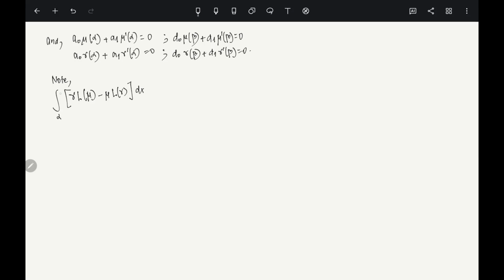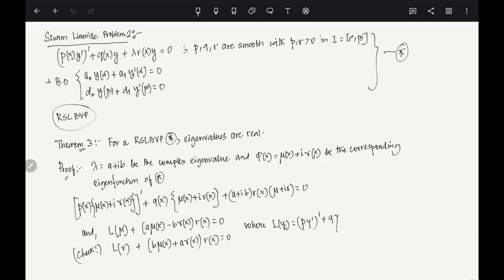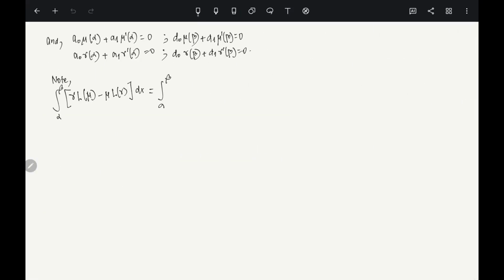computed something like this, right? This is the Lagrange identity part, exactly the same. If you write it, it will become integral from alpha to beta. You see, L of mu, you know what it is? L of mu is minus A times mu plus B times gamma times R, right? And similarly, L of gamma is also like this. So we can just put it here.